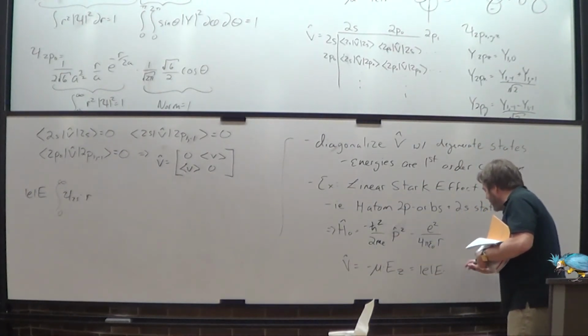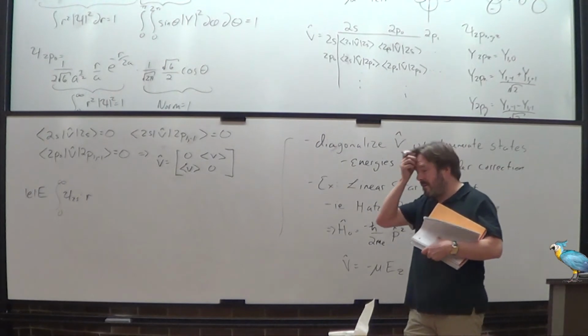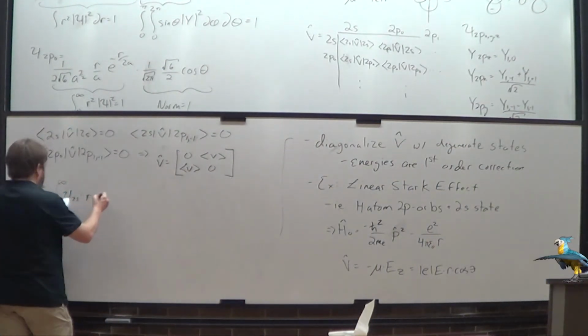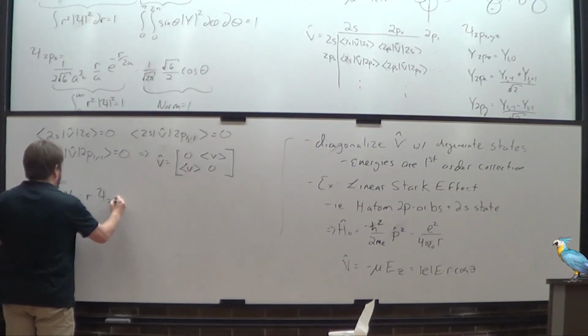z in spherical coordinates is r cos theta. Right? So there you go. Sorry about that. That was a sticky name. I'm never going to get this perfect.